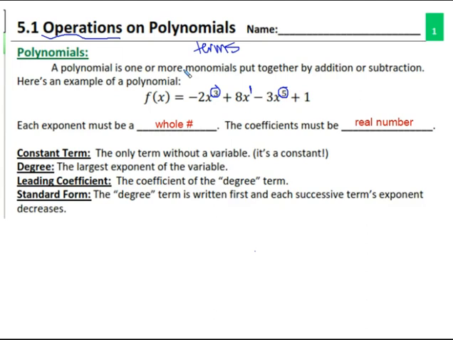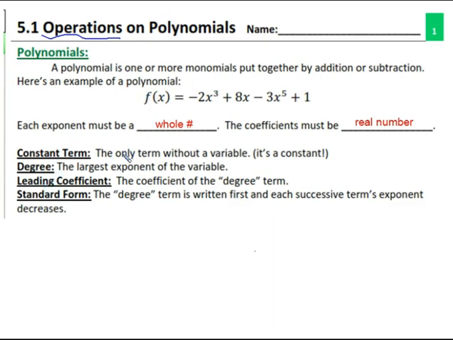But the coefficients, on the other hand, can be any real number. So it could be a -2 or a +8 or maybe 2.5 or even a fraction. So we really don't have any restrictions on what the coefficients could be, but our exponents have to be positive whole numbers. So once we have a polynomial, we can classify 3 different things within it: the constant term, the degree, and the leading coefficient.